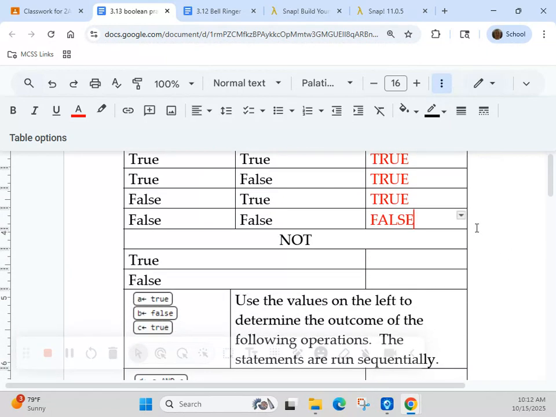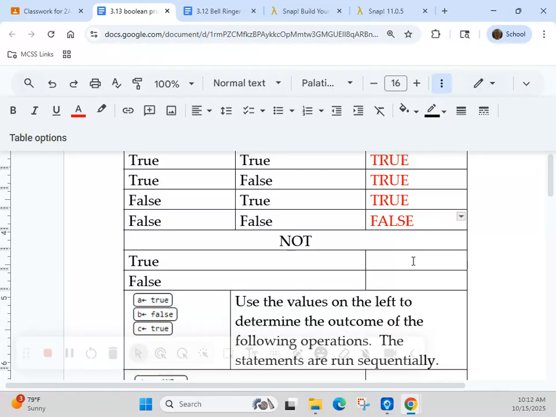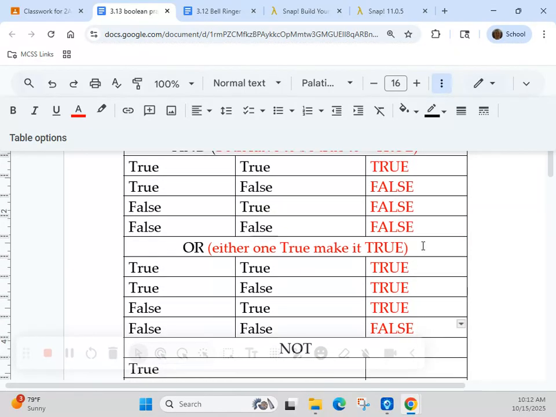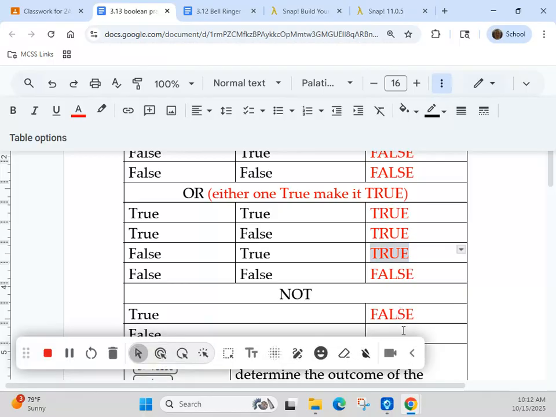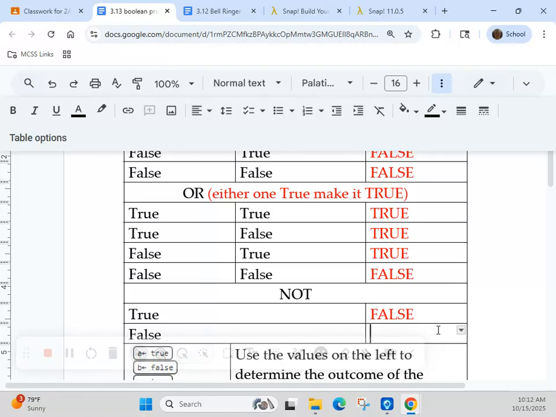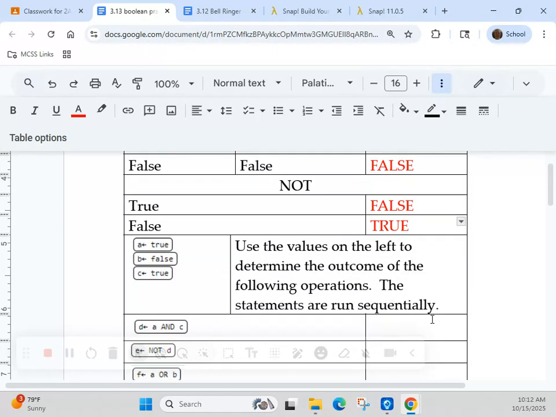And then obviously with the nots, that one should be pretty straightforward. If something is not true, well, that's false. And if something is not false, then it is true. A lot of times they're going to make it more confusing than that, but if you look at it at face value, if something is not false, it's true. If something is not true, then it's false.